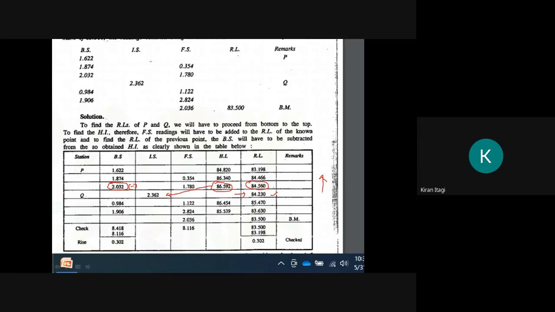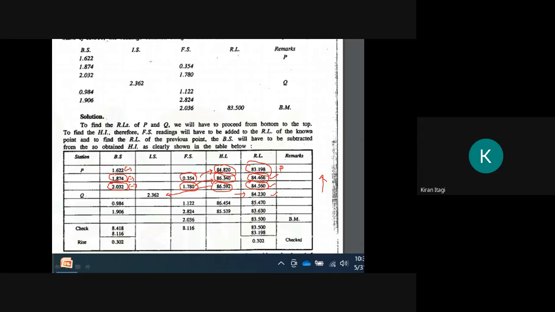Now here we have got the RL. What we will do is add the fore side, that is 1.780. We will get the height of the instrument, that is 86.340. Then just subtract the back side, so you will get the RL. Again for this RL, just add the fore side. After adding, you will get the height of the instrument. With the help of this height of the instrument, we just subtract, so ultimately we will get the RL at station P.